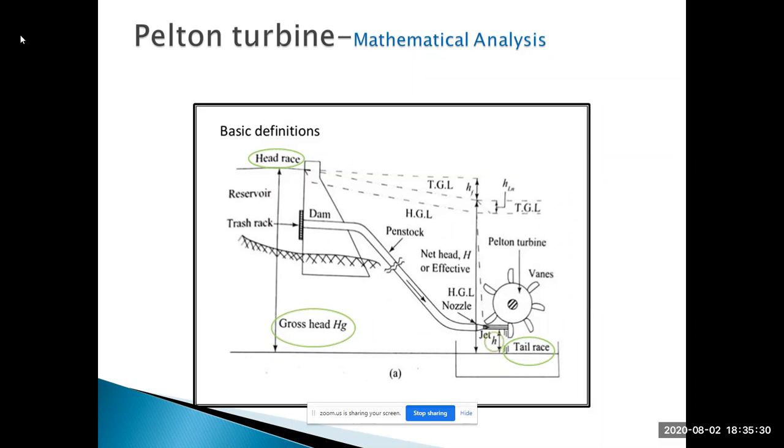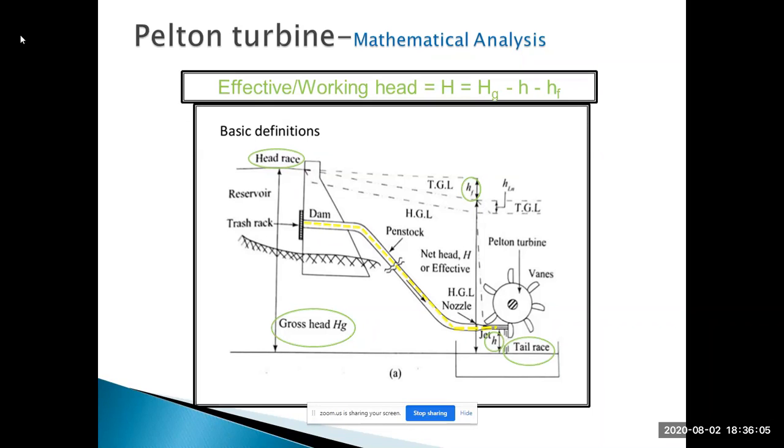Now, this is the height above the tail race at which our Pelton turbine is installed. When the water starts moving from the penstock through various fittings and through the nozzle, until it strikes the blades of the Pelton turbine, throughout this path it passes through various pipe fittings and a closed conduit. Because of that, friction losses and various other minor losses are involved, which may be collectively taken as HF. So with all of this in mind, the effective head for the Pelton turbine would come out to be gross head minus the height above the tail race minus the losses due to majorly friction and also other minor losses.